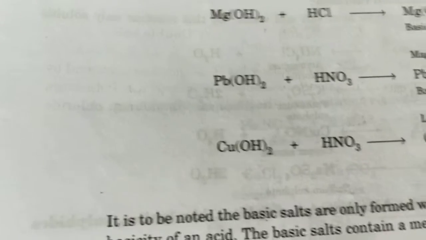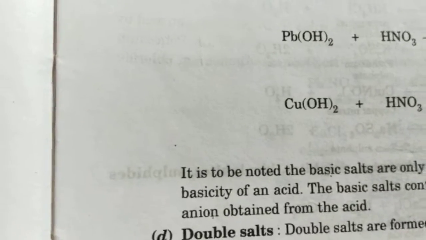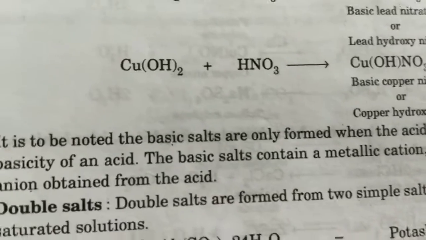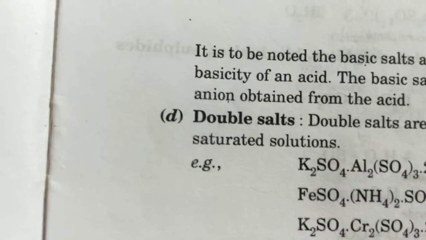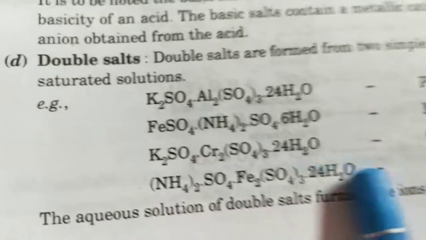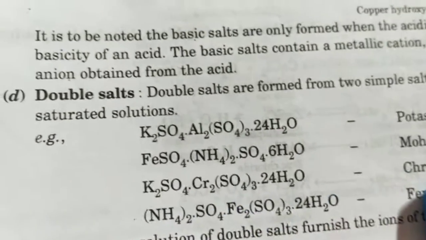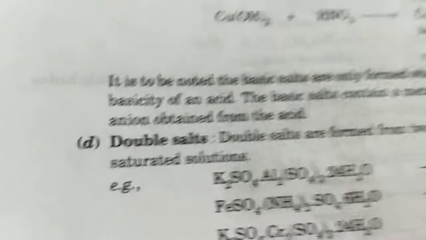Now double salt. What is double salt? Double salts are formed from two simple salts when they crystallize out from their saturated solution. For example, potash alum, Mohr's salt, chrome alum, ferric alum. Its formula is given here. You learn it very clearly. Maybe this formula will be asked in your exam.